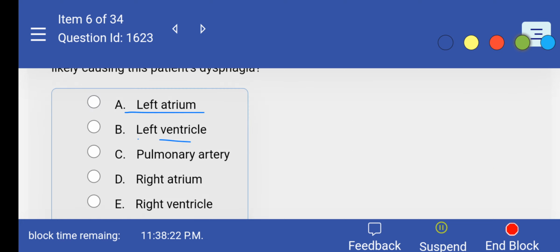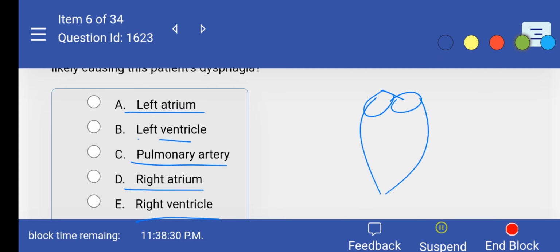Then we have left ventricle. Then we have pulmonary artery. Then we have right atrium, right ventricle. This is a very easy one. If you have noted, the left atrium is the most posterior part, while the right ventricle is the most anterior part, right? So two cases are important. Most likely in this case, the left atrium would cause the compression of the esophagus.